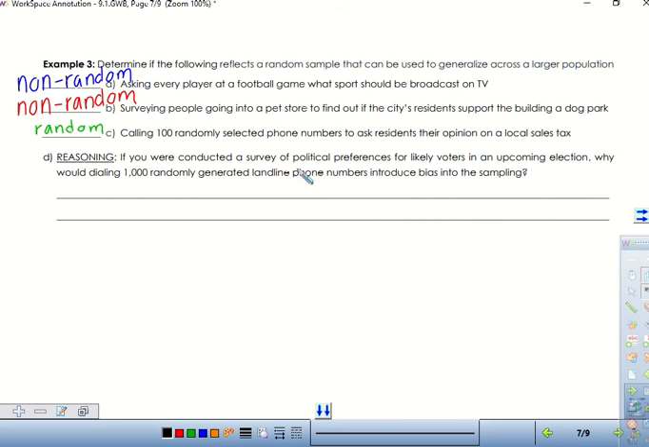So if you were conducting a survey of political preferences for likely voters in an upcoming election, why would dialing 10,000 randomly generated landline phone numbers introduce a bias into the sampling? Because certain area, that's a possibility. Anybody else? We're randomly generating landlines, so it's anywhere in the country. So not necessarily an area issue. Okay, that's true. Yeah, they might not be able to vote.